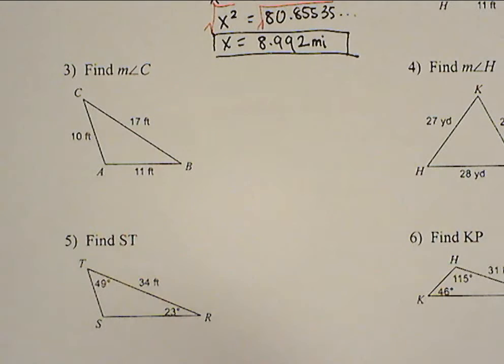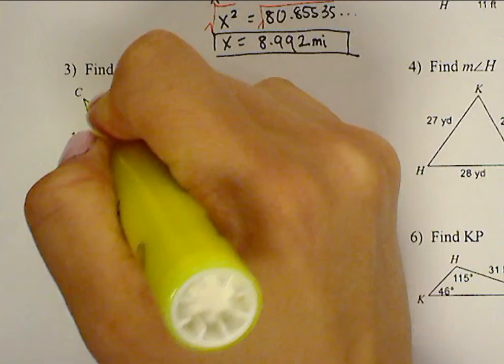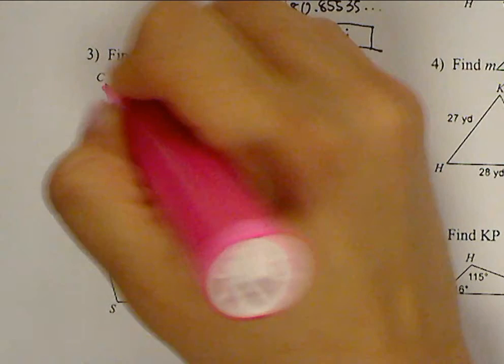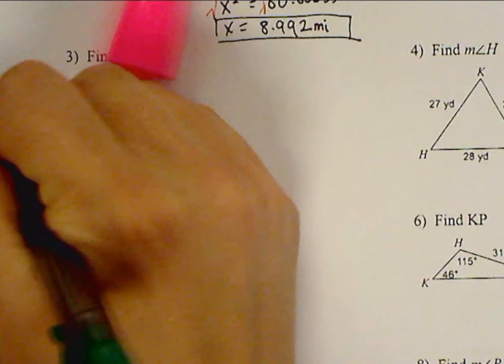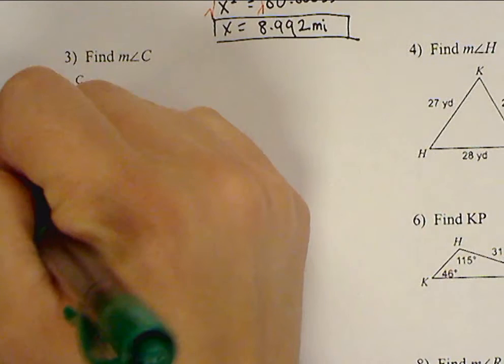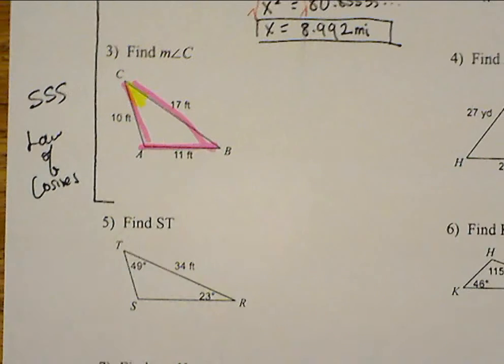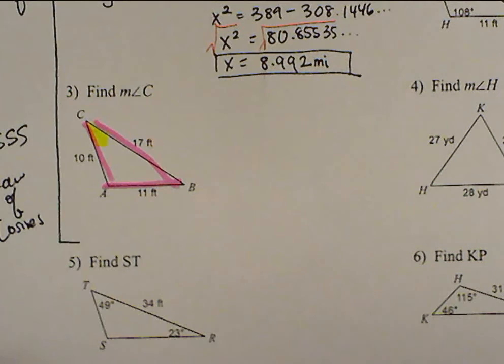Okay, so they asked us to find angle C. But what do I know? We have all the sides. So this is SSS. What rule do you use for SSS? Law of cosines again. But what's going to be different this time? You don't have an angle. This time I'm looking for the angle. So these two are law of cosines problems. So I'm looking for my angle C.